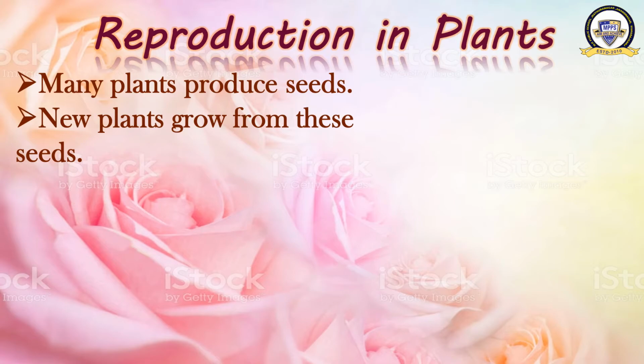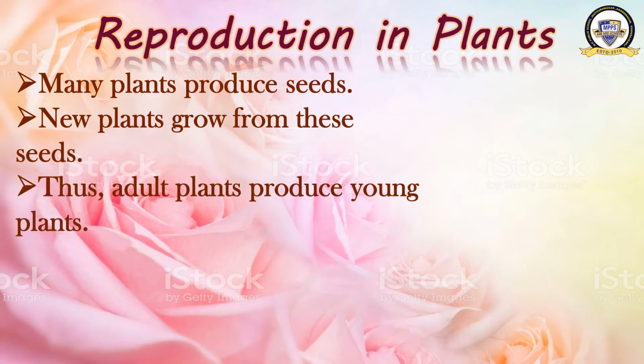Many of the plants produce seeds and new plants grow from these seeds. I showed you a picture. A plant was coming out from the seeds, and these seeds convert into a new plant. Okay, that is how reproduction in plants occurs. And it is not the only method by which plants reproduce. Okay, there are other methods also.